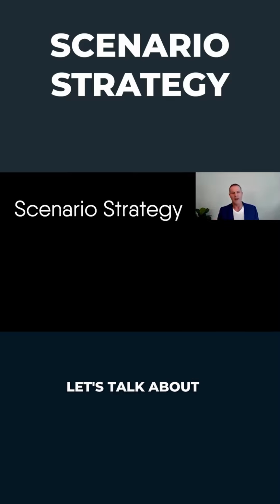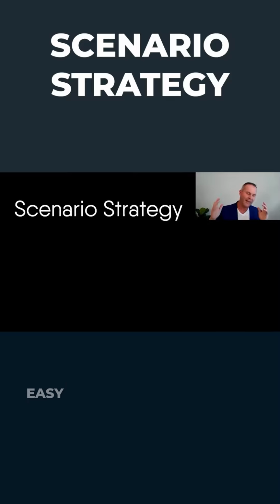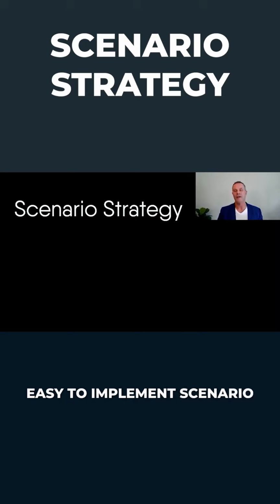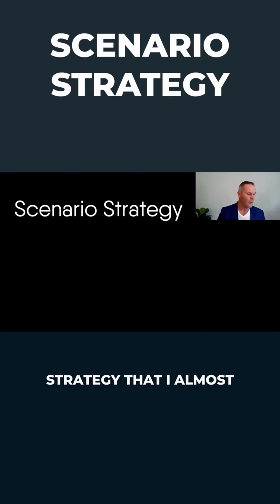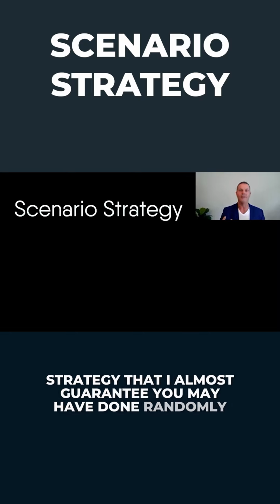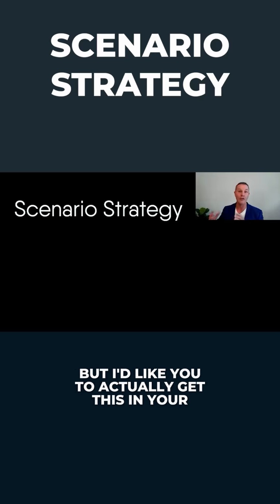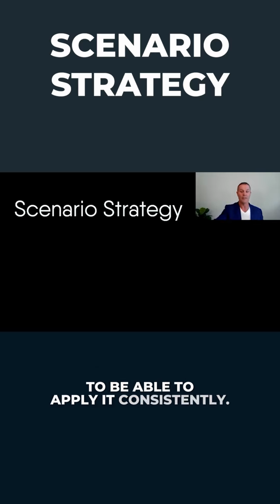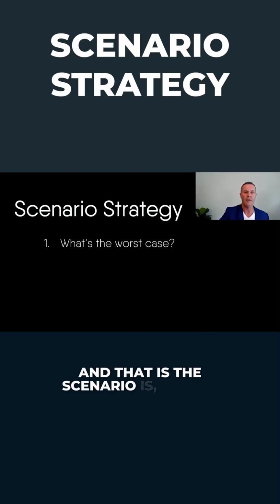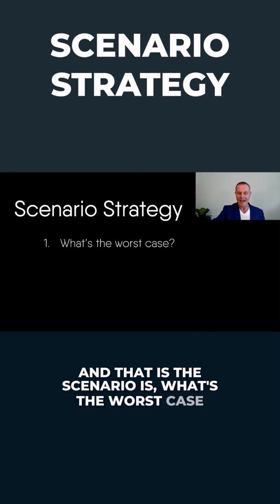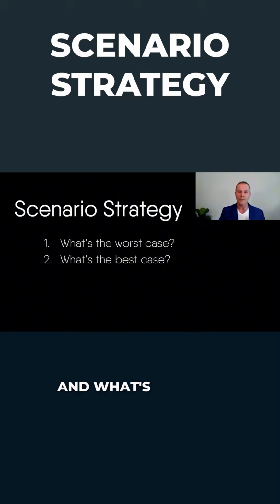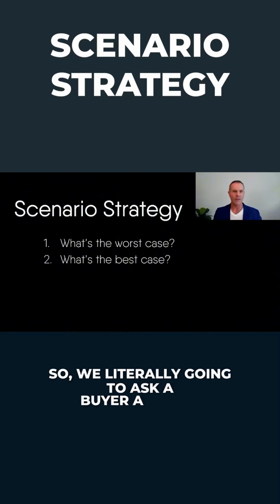Let's talk about a really fun, easy to implement scenario strategy that I almost guarantee you may have done randomly, but I'd like you to actually get this in your toolkit to be able to apply it consistently. And that is, the scenario is, what's the worst case that could happen and what's the best case that could happen? So we're literally going to ask a buyer, a seller, so what's the worst case?